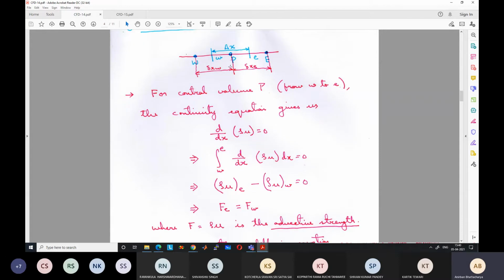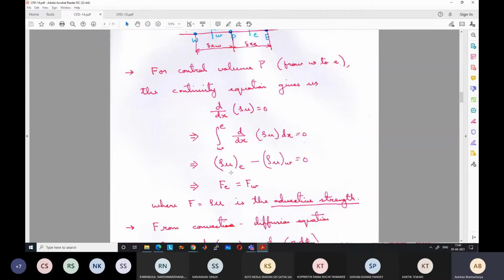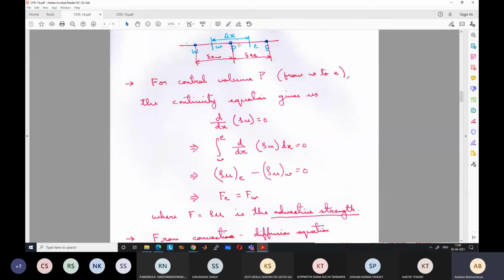So going from west to east, integrating over the control volume, as we have to do in the finite volume method, we found that rho u at e is equal to rho u at w. By defining rho u as the advective strength F, we can write this as Fe equal to Fw, or the advective strength at the east interface is equal to the advective strength at the west interface, which is based on common sense also, because there is no mass source term. So whatever is the mass flow rate from the left hand side will be the mass flow rate on the right hand side.